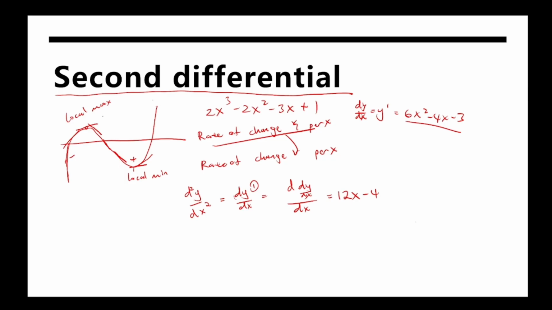So the graph, to be exact, should be something like this. And we find here, this is about 0.8. So we plug in 0.8, we'll get 9.6 minus 4, which is 5.6. We don't need to know the exact number. We just need to know this is greater than 0. The gradient is increasing. So this is a local minimum. Local min. At x about 0.8, this is a local minimum.